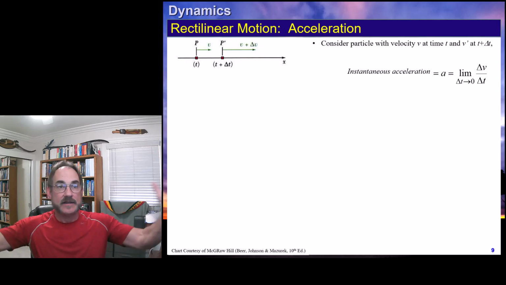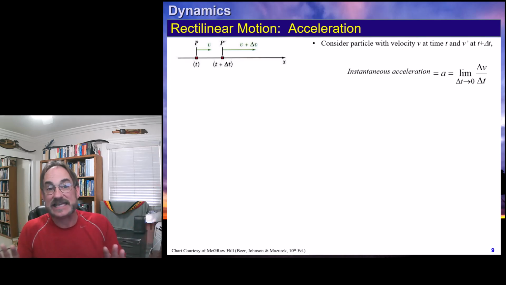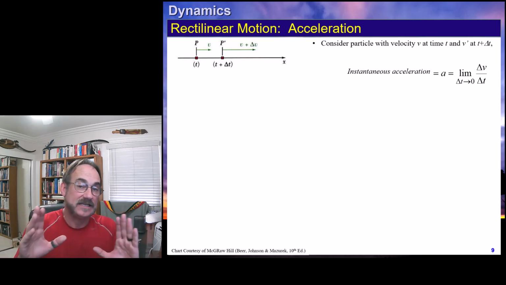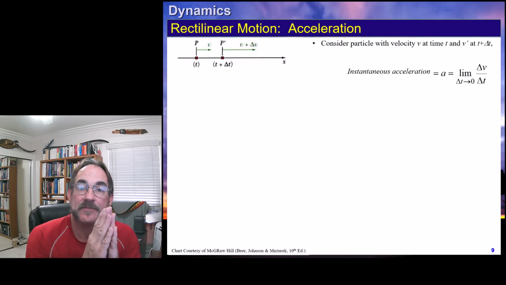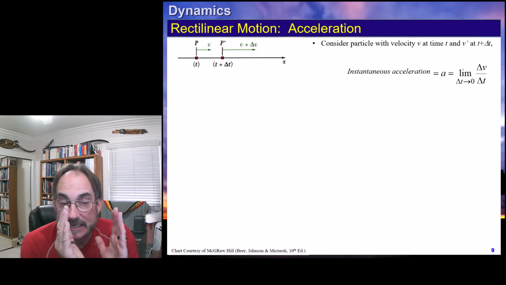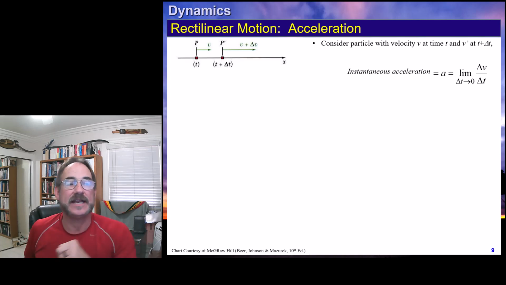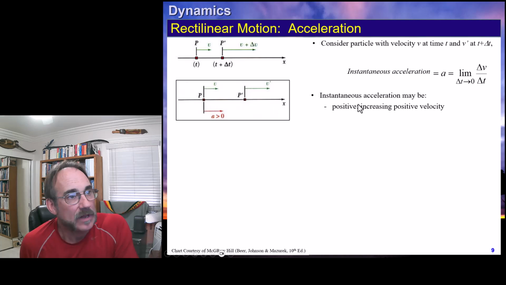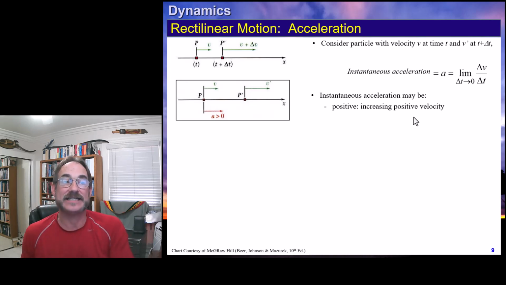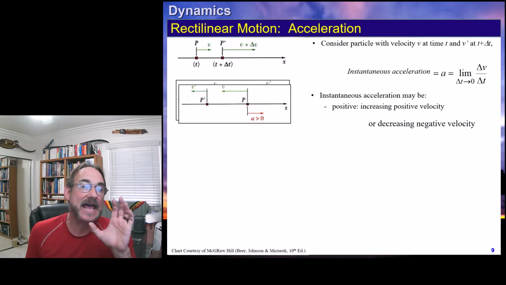If we just look at dv over dt, that's giving us the average. But if we take the limit of that, as delta t gets smaller and smaller, we're going to get the instantaneous acceleration. Okay? So, for example, our instantaneous acceleration might be positive, which means between the two times we're looking at, it's going faster and faster. Our velocity is increasing. It might be negative.